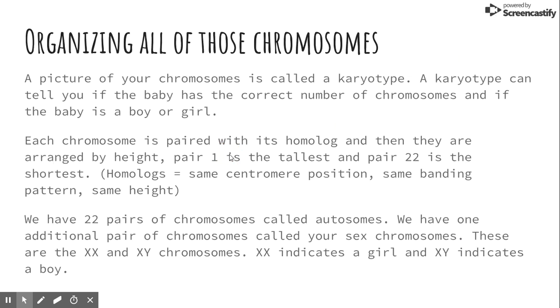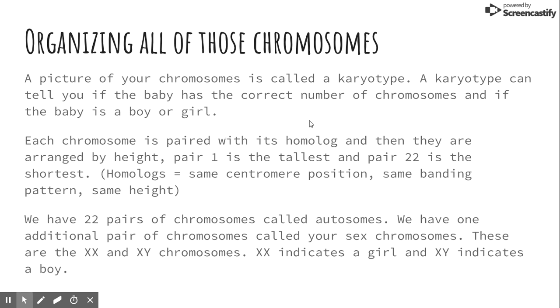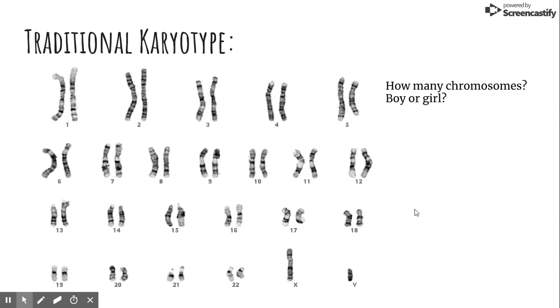Humans have 23 pairs. We have 22 pairs of autosomes, which are chromosomes that code for our bodily traits. And then we have a pair of sex chromosomes. The sex chromosomes can come in XX and XY. XX indicates female, and XY indicates male. So, each pair is going to be paired up in a picture we call a karyotype. And I'm going to talk about the rest of this stuff on a karyotype picture.